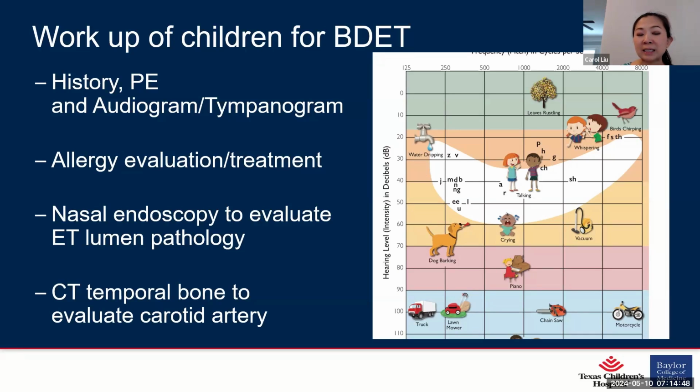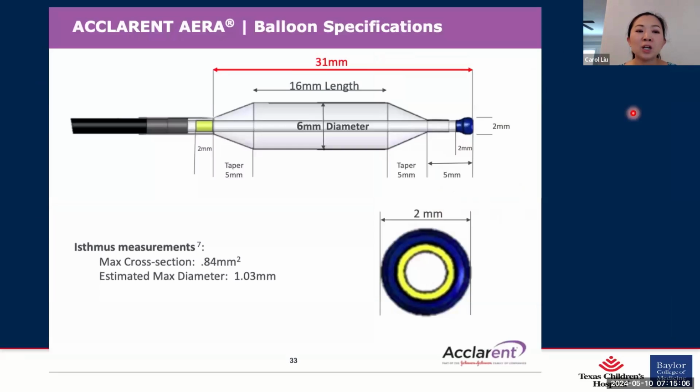I used to get a CT temporal bone to evaluate the carotid artery, but we stopped that around 2021 when we realized there has been no evidence showing carotid artery injury if you use the procedure appropriately and do the technique appropriately. So for Acclarent, the reason we started to use it at TCH is that my partner and I like the safety feature that was offered by the ERA balloon.